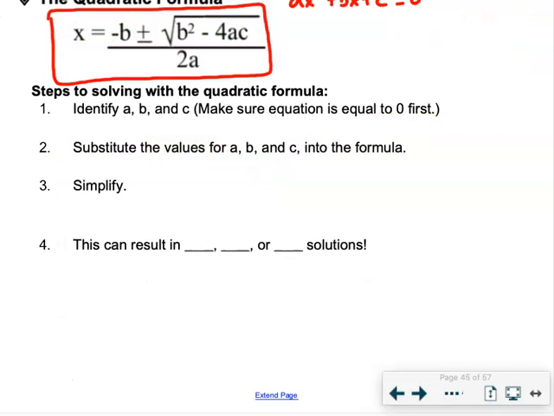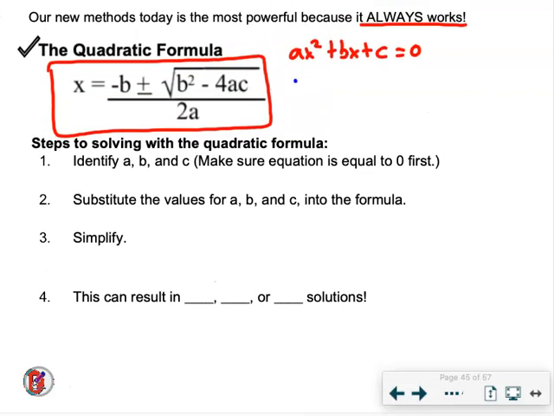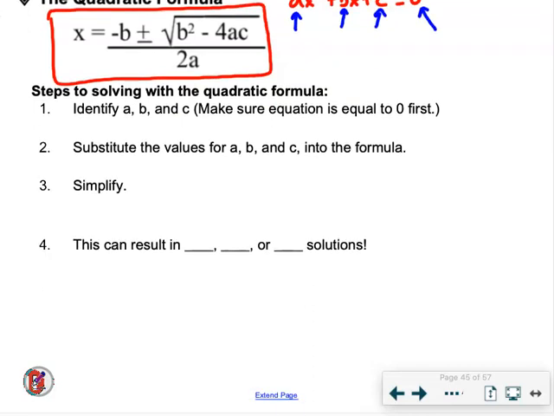Steps to solving with the quadratic formula. Just take a look at these. You want to make sure you know what A, B, and C are, and you got to make sure that you have something equal to 0 first, just like factoring. Then we're going to plug in those values and try to simplify. Just like before, you can have 0 answers, you can have 1 answer, or 2 answers, depending on what type of parabola you have.